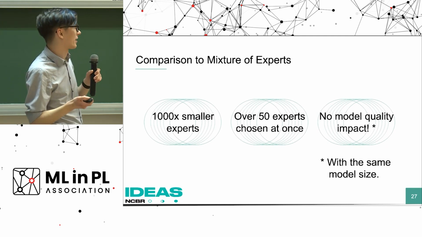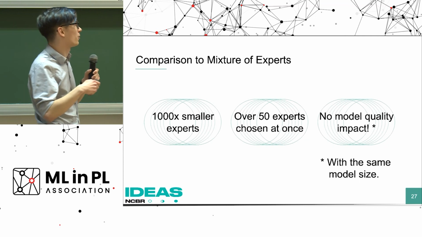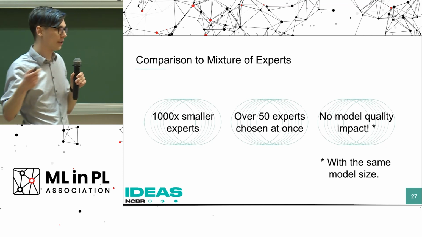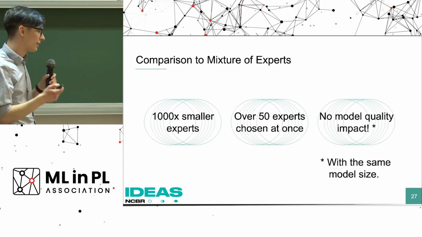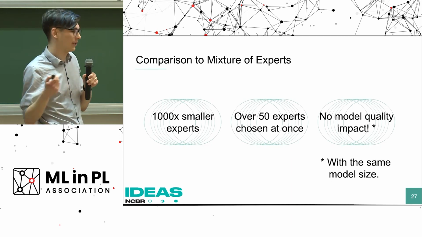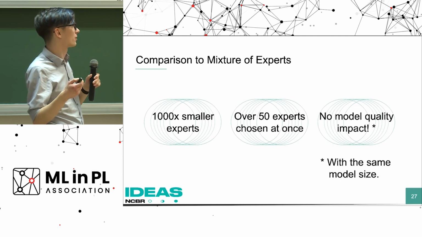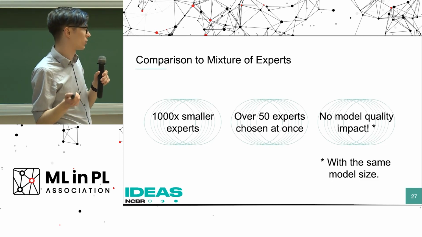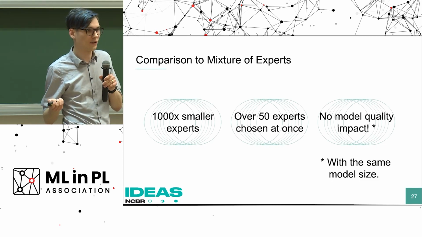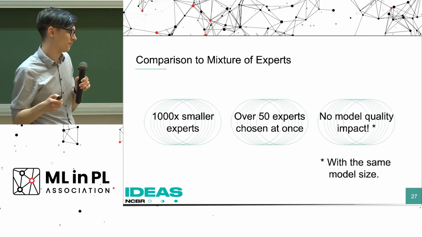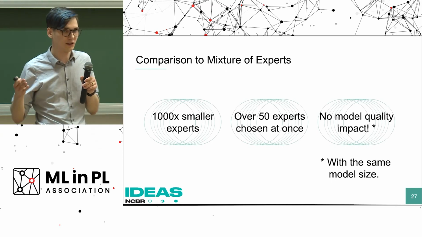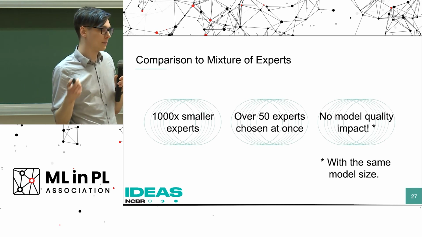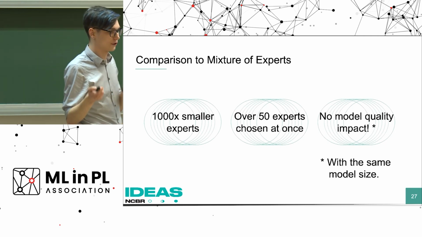So in comparison to mixture of experts, we have basically 1,000 times smaller experts, because an expert is just a single neuron now, instead of the whole layer. On the other hand, we choose over 50 experts at once, 32, 64, instead of just a single one or maybe 2 experts like it is usually done in mixture of experts. And because of these fine-grained decisions, the scale of a single decision, should we use that expert or not, is really small, right? Because of that, we have no model quality impact with the same model size.